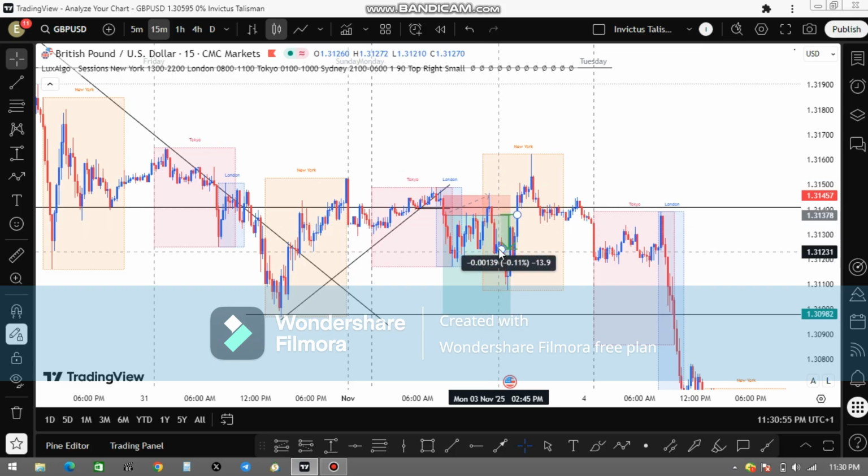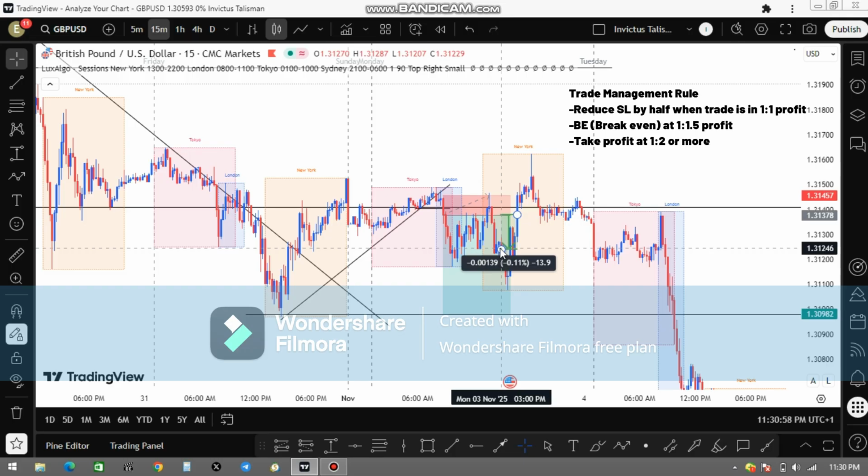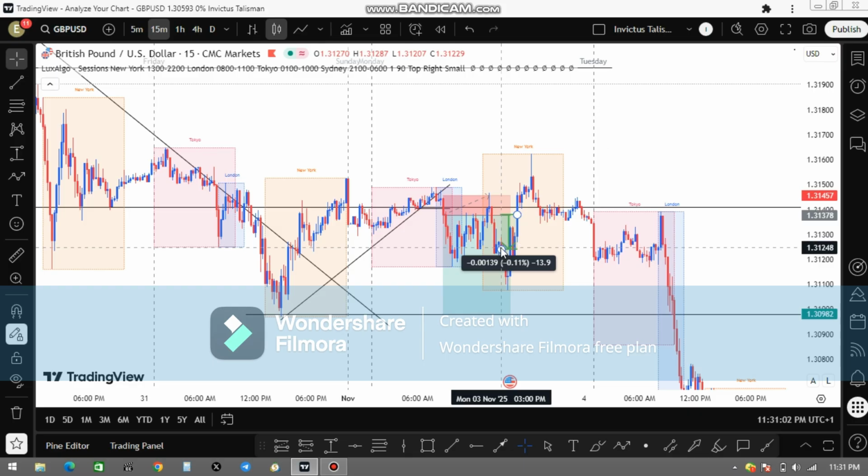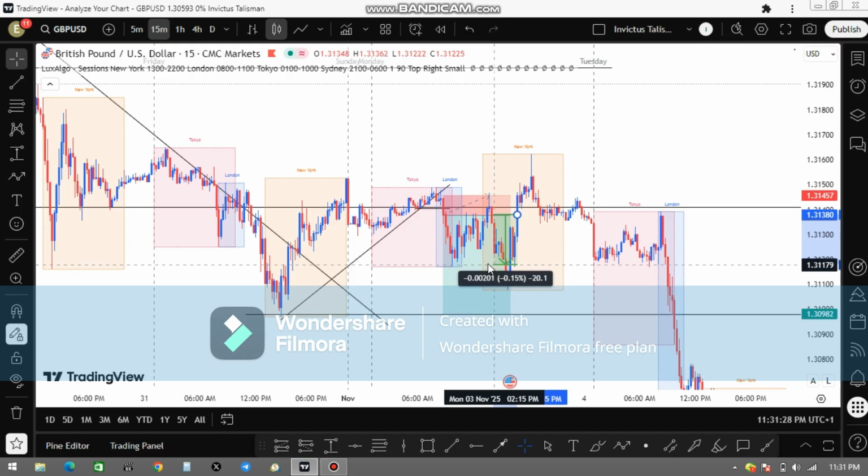Then eventually, while you are waiting, when price gets to 1:1.5 of your stop loss, 1:1.5 is simply you taking 14 pips, which is your initial stop loss at 1:1, then adding 7 pips to it, which is half of your stop loss. So 14 plus 7, that should be 21 pips. So when you get to 21 pips, which it actually got to, but it should have taken, well, let me see.